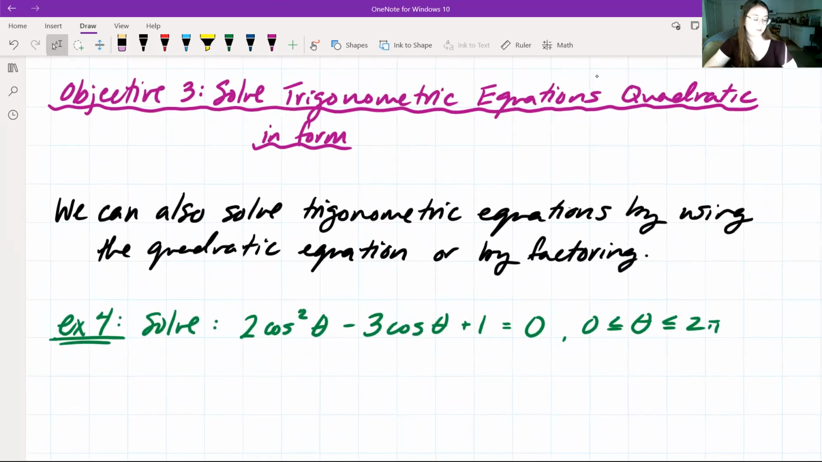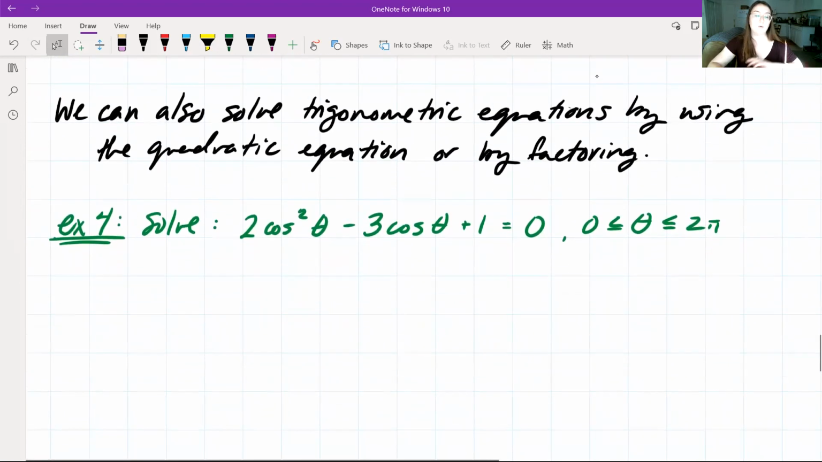All right, so now for objective 3, we want to solve trigonometric equations quadratic in form. We can also solve trigonometric equations by using the quadratic equation or just by factoring. So example 4, we want to solve 2 cosine squared of theta minus 3 cosine theta plus 1 is equal to 0, where theta is in between 0 and 2 pi.